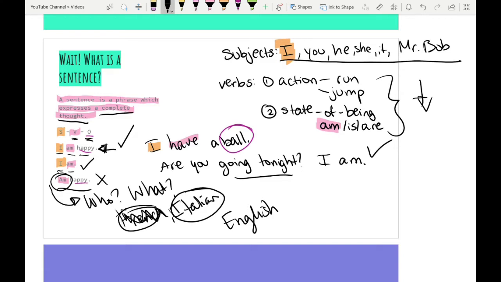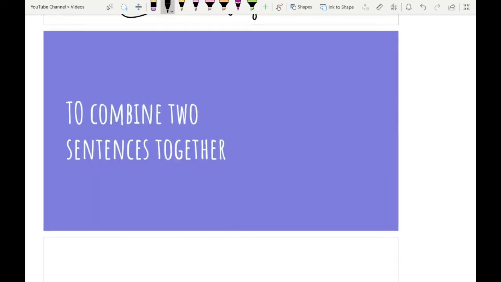Now I'm going to do some mini videos so that you can understand the different parts of commas because there are quite a lot of them. So in each video we'll have just one rule. So let's take a look at the first rule. So the first rule of commas, let's call this rule number 1, is to combine two sentences together.